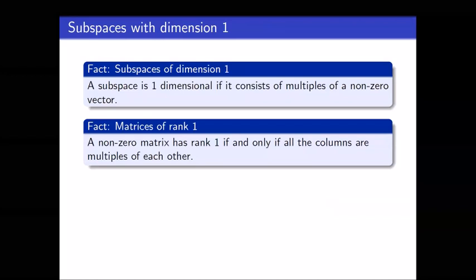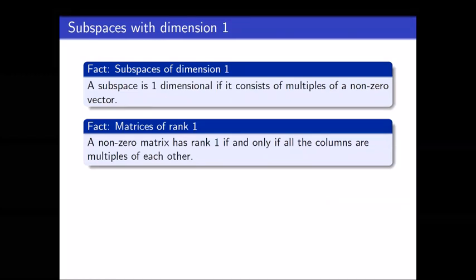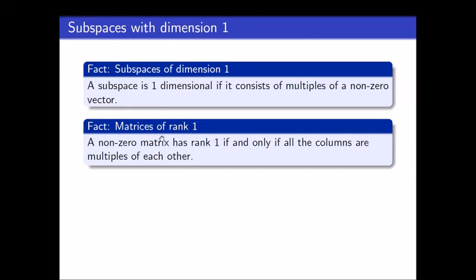So the last special case I want to look at is the case of subspaces with dimension 1, because when you have a subspace that is one-dimensional, all of its vectors are going to be multiples of each other. And the same goes for a matrix of rank 1. So if you have a non-zero matrix which has rank 1, then all of its columns are going to be multiples of each other, and vice versa. So if you have a matrix with all columns that are multiples of each other, its rank is going to be 1.